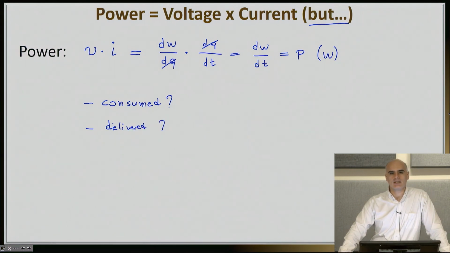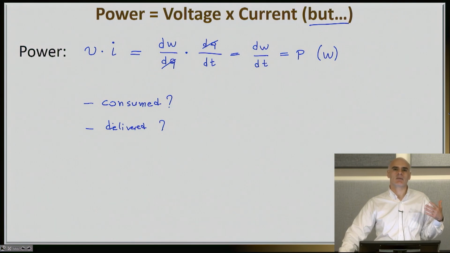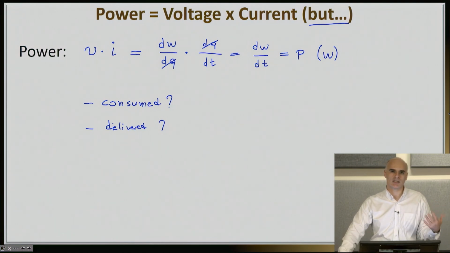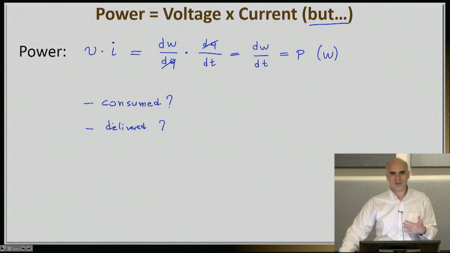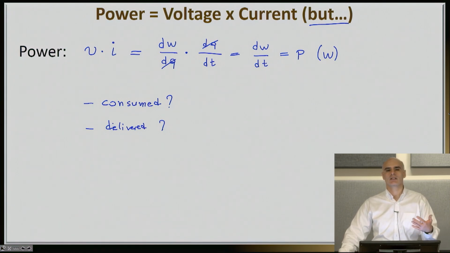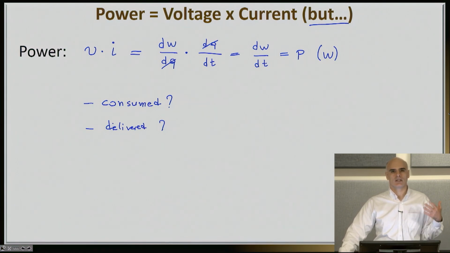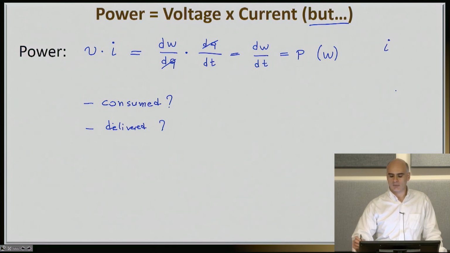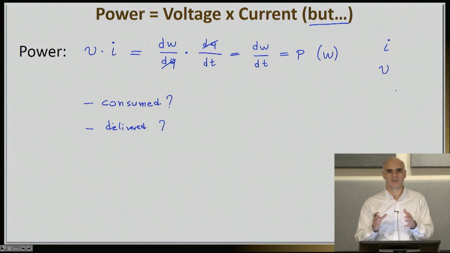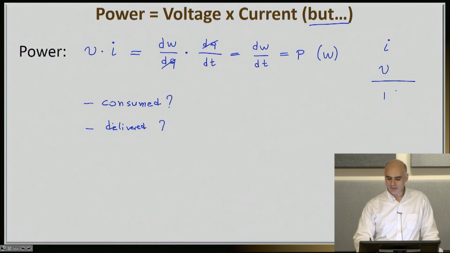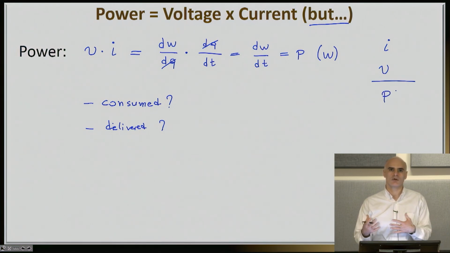In other words, is this device consuming power for us? Is it maybe like a heater that takes electric power to generate heat, so it's consuming electric power? Or is this device rather delivering power to the circuit? Maybe it's the battery of your cell phone that, when your cell phone is working, is actually delivering power to the circuit. So in a very similar way to the current, where we had to calculate both its value as well as its direction, and the voltage, where we had to calculate both its value and its polarity, in the case of power, we have to calculate both its value and whether this power is consumed or delivered.